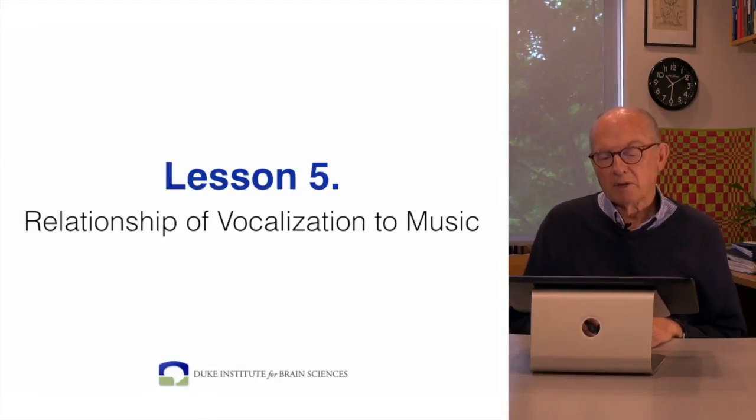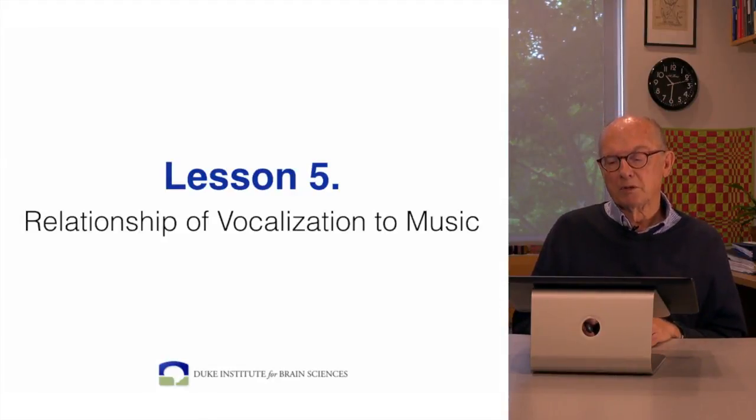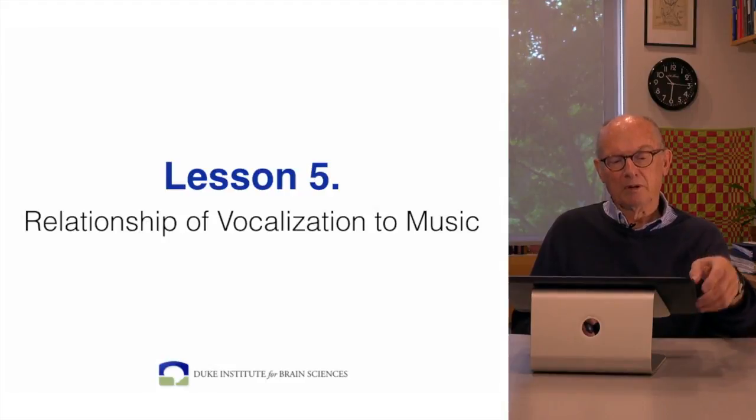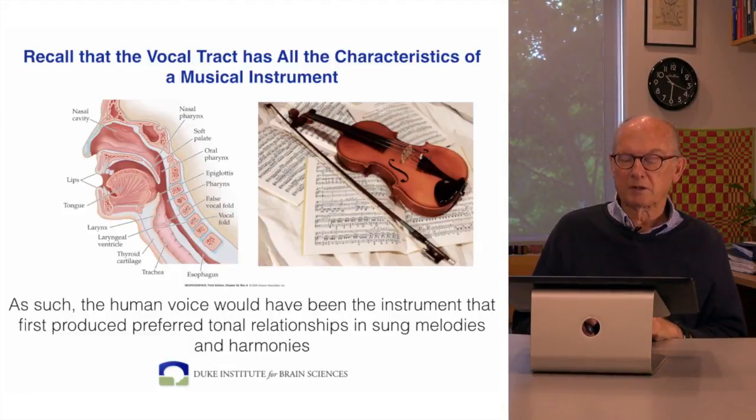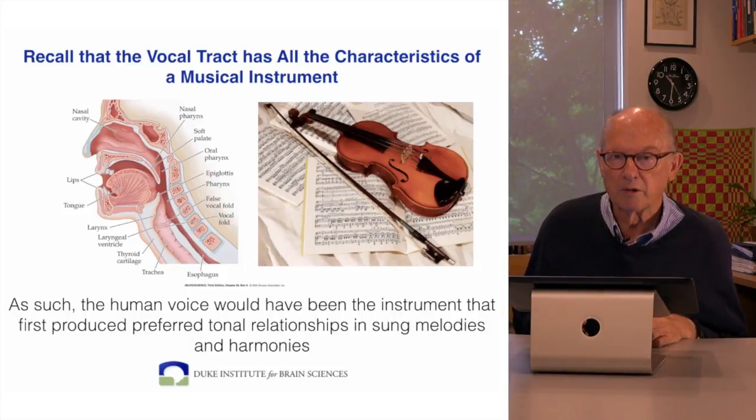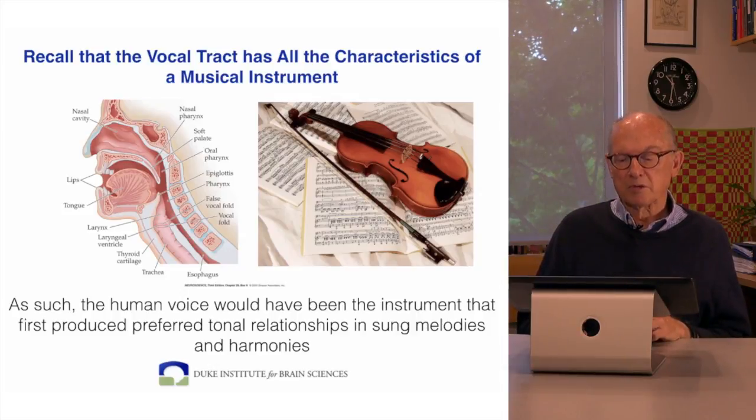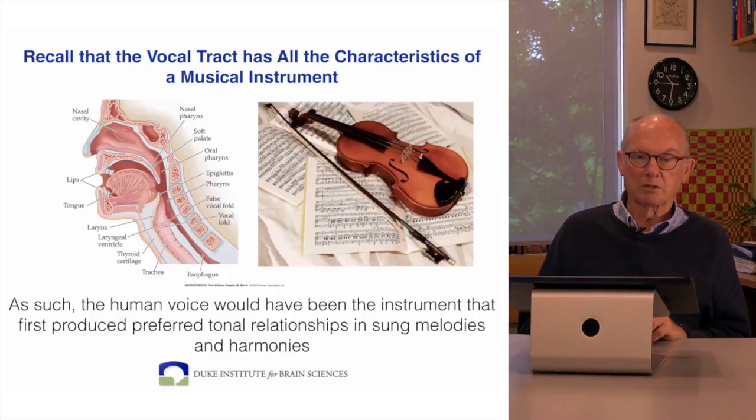So in lesson 5, let's come back to the relationship of vocalization to music. Let's take a look again at this slide that I showed you before and be reminded that the vocal tract has all of the characteristics of a musical instrument. The reason for showing you this again is to make the point that as such, the human voice would have been the instrument, and it is an instrument, as we discussed before, that first produced preferred tonal relationships in sung melodies and harmonies. So if you ask the question, where is music likely to have come from?